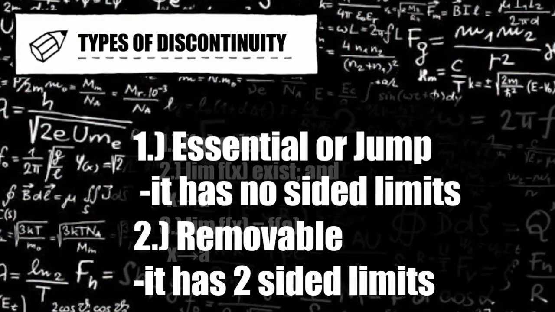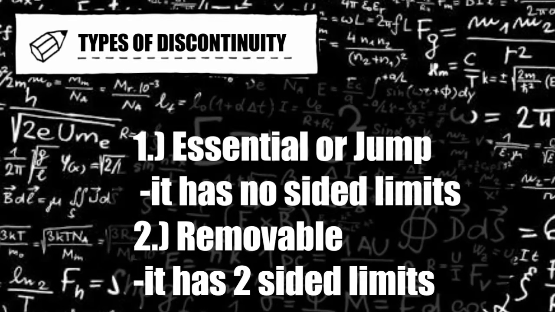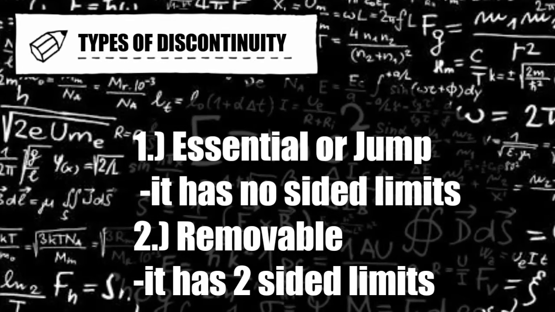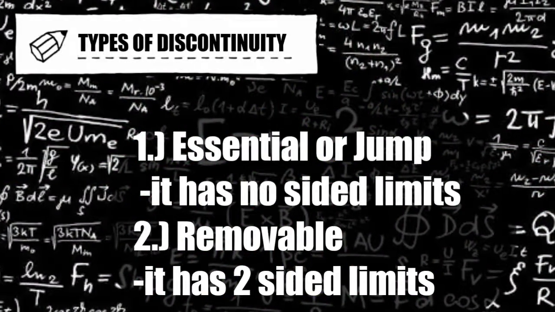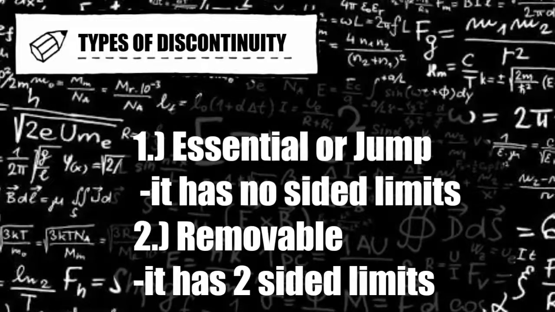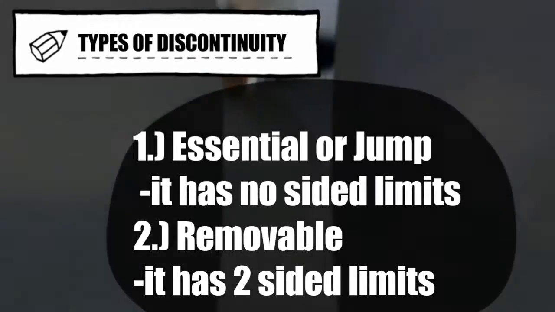Types of discontinuity. If a function is discontinuous at a and condition 2 is not satisfied, the discontinuity is called essential, and it has no two-sided limit. And if a function satisfies condition 2 but fails to satisfy condition 1 and 3, the discontinuity is called removable.